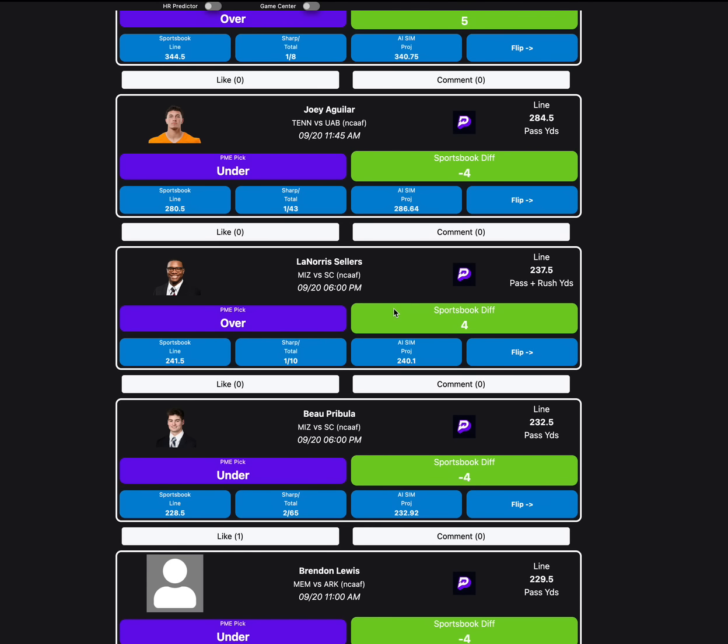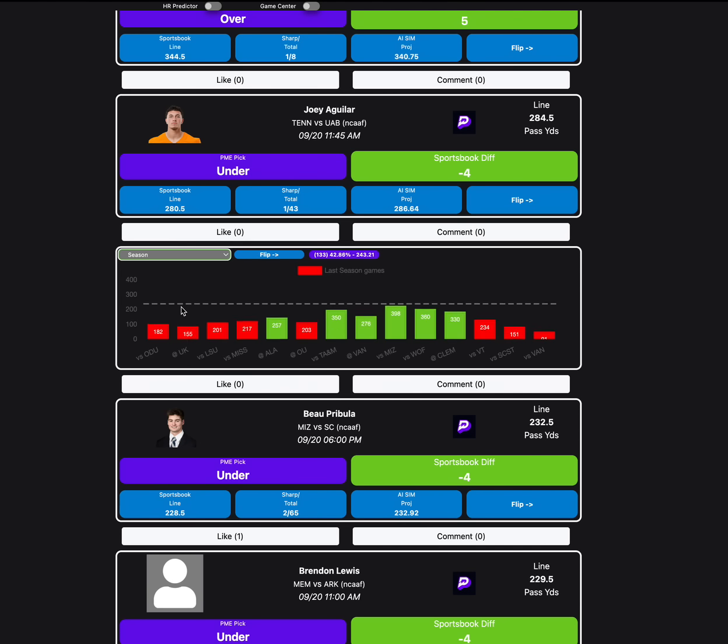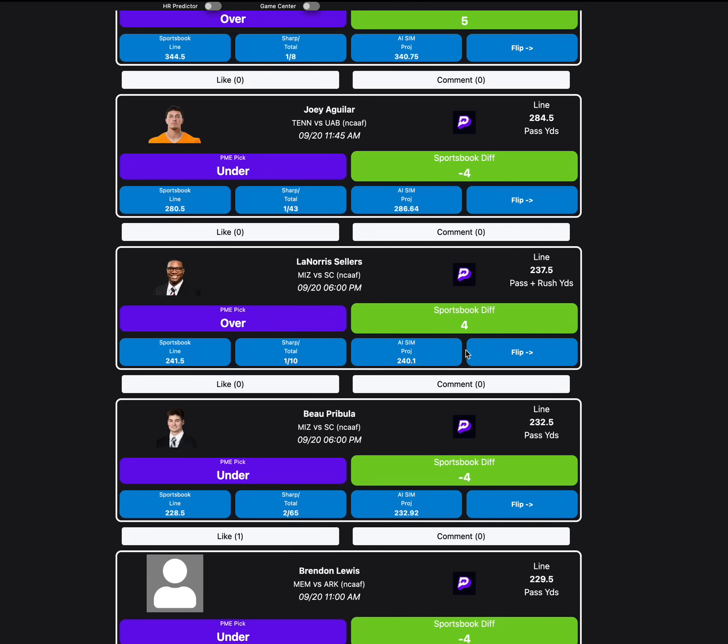Okay, like Lenore Sellers, okay? This is a situation where the data looks really good on the over, but yet you only have one sharp book in here. Lenore Sellers over 237.5 passing plus rushing yards is a 4 sportsbook differential on the over. Sharp books are at 241.5 for him. AI Sim is at 240. Both are almost the same, and both are 4 yards higher than where this line is here. Okay, if we look at Lenore Sellers over the season sample, he's gone over in 42.86%. So it's not quite as big of a hit rate as we've seen in the previous plays, but nonetheless, the data really likes the over on Lenore Sellers today.